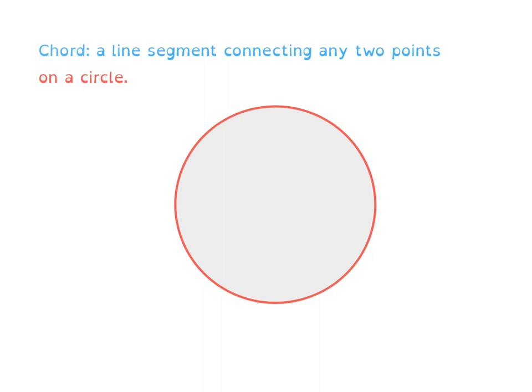Another type of line segment is a chord. A chord is different from a radius because a chord connects any 2 points on the circle. So a chord could look like this. If I'm connecting this point that's on my circle to this point that's on my circle, and I draw a line, that would make a chord. Now you can draw a chord in many different ways. The rule, though, is that it has to connect 2 points on a circle.